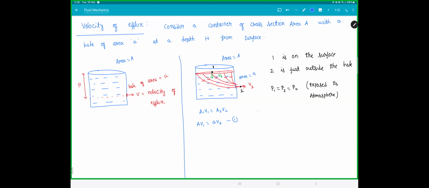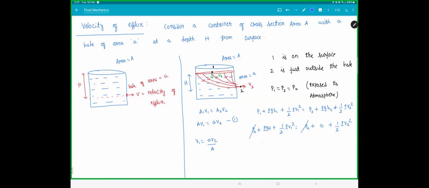Then Bernoulli equation. Bernoulli equation is P1 plus rho g h1 plus half rho V1 square equals P2 plus rho g h2 plus half rho V2 square. And remember this height was h. So P1 is P naught, height term is rho g h, velocity term is half rho V1 square. P2 is also P naught, height is 0, that's the reference line, and this is half rho V2 square. P naught cancels. And from here you can get V1 is equal to a V2 by capital A.